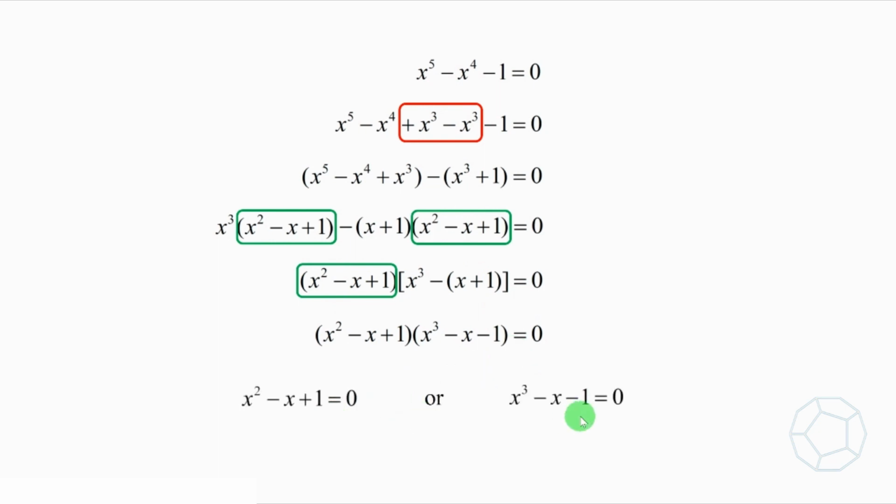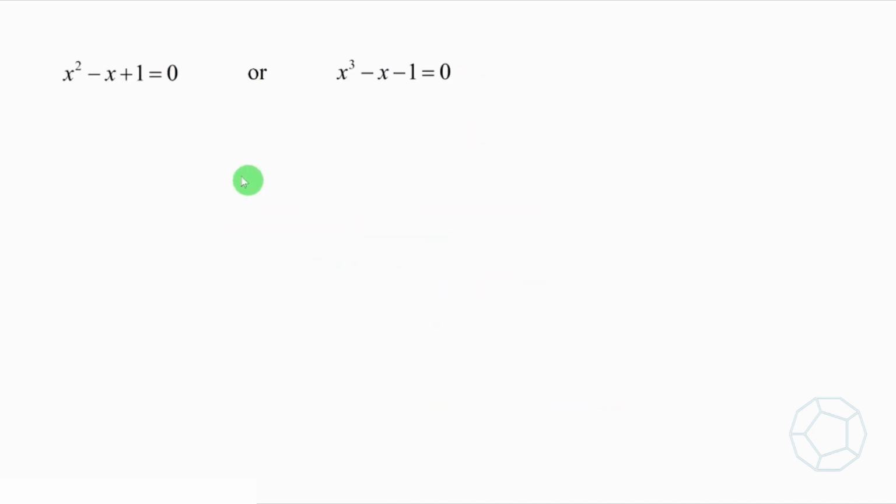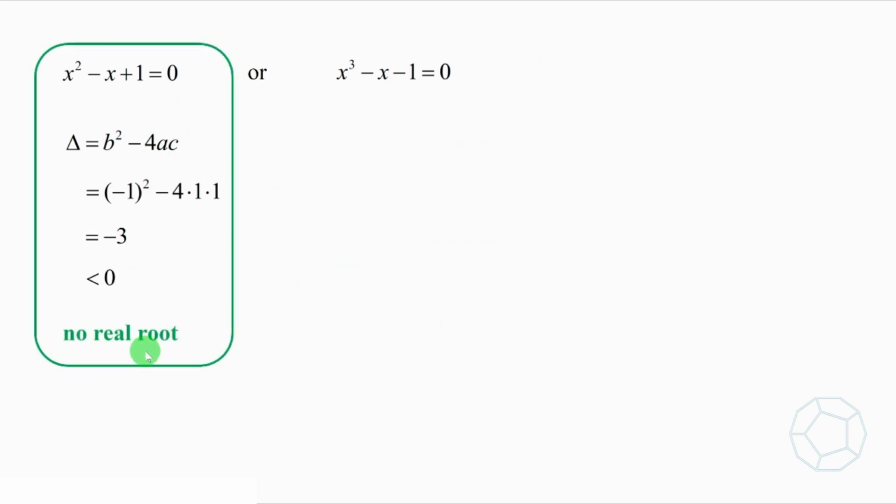Let's solve them one by one. For the quadratic equation x squared minus x plus 1 is equal to 0, we can check the discriminant. It is b squared minus 4ac, which is smaller than 0. So there's no real root.